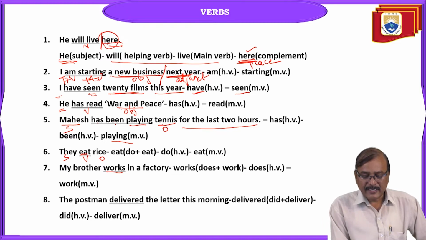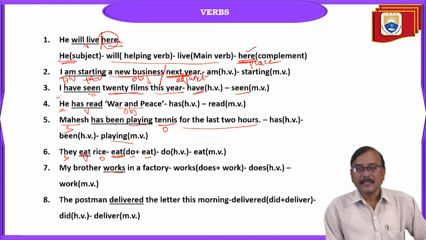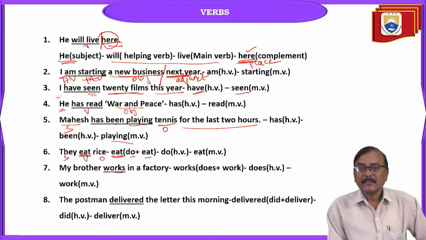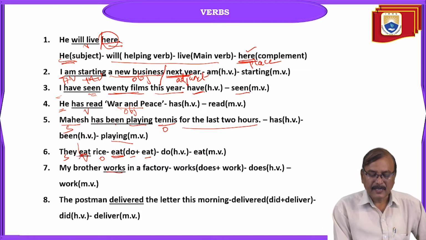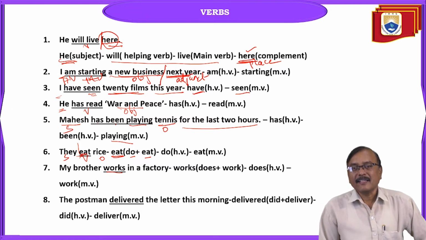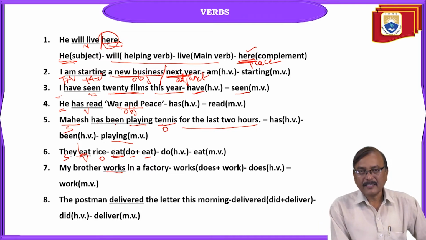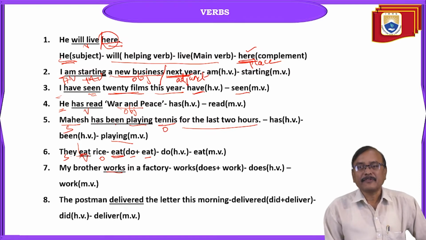So, if you take the verb eat, it is the combination of do plus eat. Do plus eat becomes eat only. In this one, eat is the main verb. Do is the helping verb. So, though the helping verb is not seen externally, there is a helping verb within this sentence. They eat rice. In this one, what is the helping verb? Do is the helping verb.